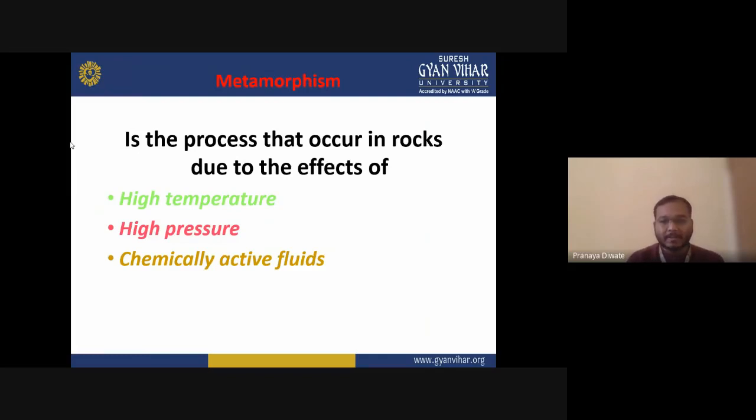One is high temperature, one is high pressure, and the third is chemically active fluid. Now we will see one by one how these three independent things work together. It does not happen that only temperature changes the form of the rock, or only high pressure, or only chemically active fluid. They work in combination.